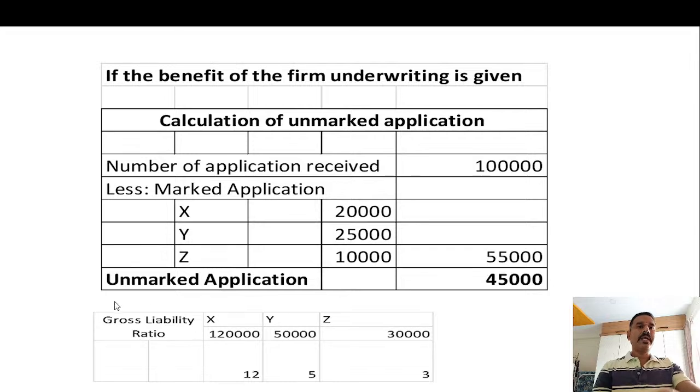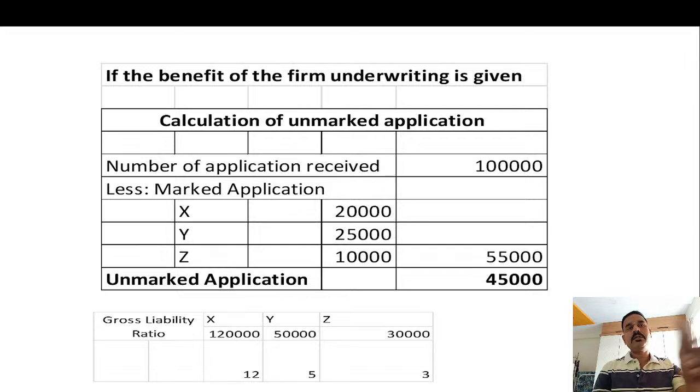So the next working note is calculation of gross liability ratio. Here X 1,20,000, Y 50,000, Z 30,000. On this basis I am calculating the gross liability ratio. So 40 has gone, 40 has gone, 40 has gone: 12:5:3. It's very difficult to divide this further, because 12 does not come in the 5 table. In the 3 table 12 is there but 5 is not there, so I am keeping 12 is to 5 is to 3.